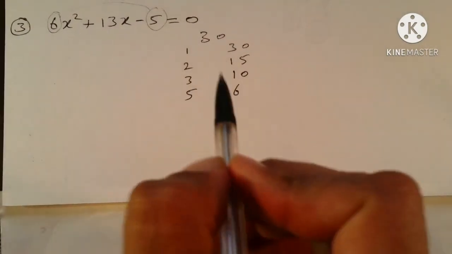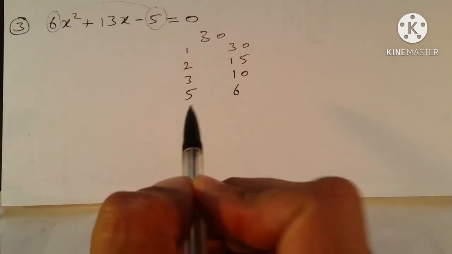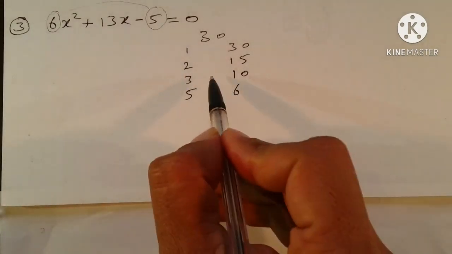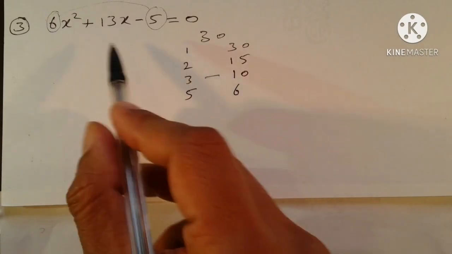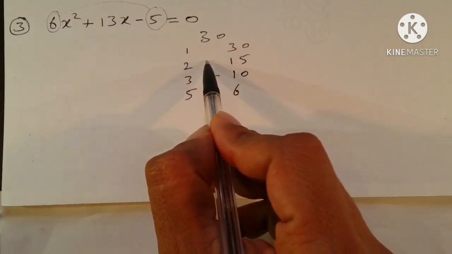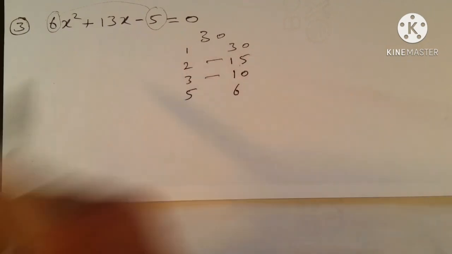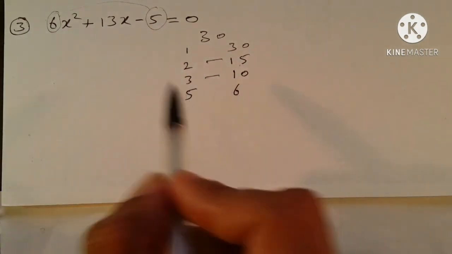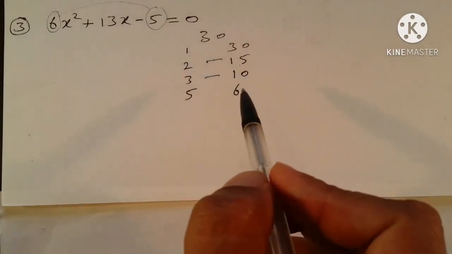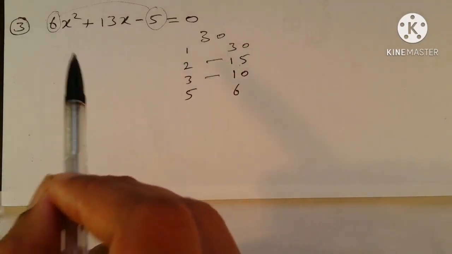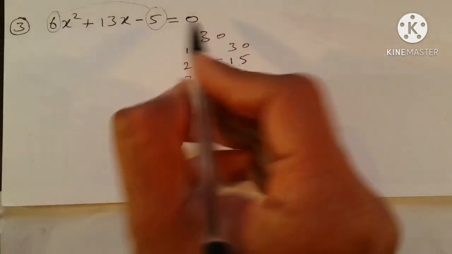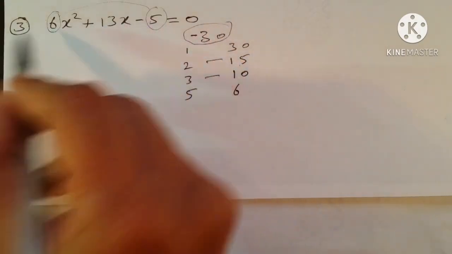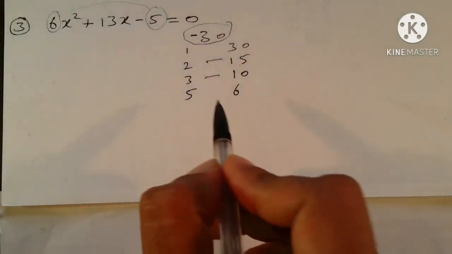Now, which pair makes 13? Add or subtract? Now again we have 2 options here. We have one option 10 plus 3, 13. And the second option we have 15 take away 2, 13. Which one are we picking now? Okay, let's try that. 10 plus 3, 13. But plus 10 times plus 3 is plus 30. But we have minus 30. Minus 5 times 6, minus 30. So we can't take that.